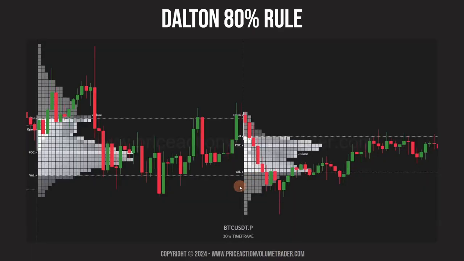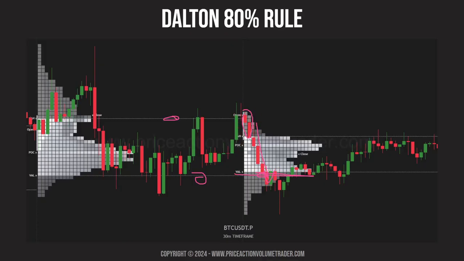If we go into a crypto example, this is the Bitcoin chart. You can see this day we had a value area high and value area low here. And then the next day, within the first 2 candles, we're immediately trading back inside, and we had a very quick move to the downside.